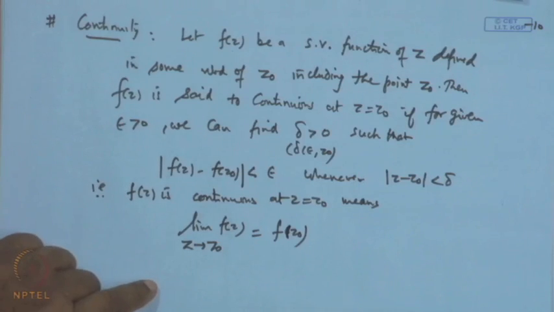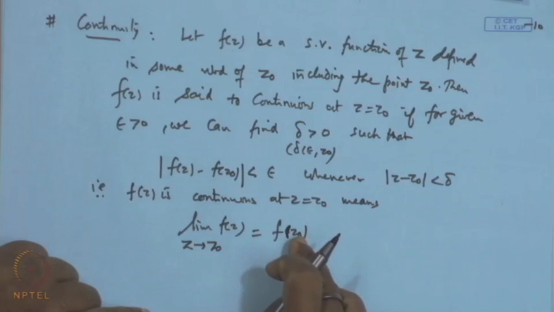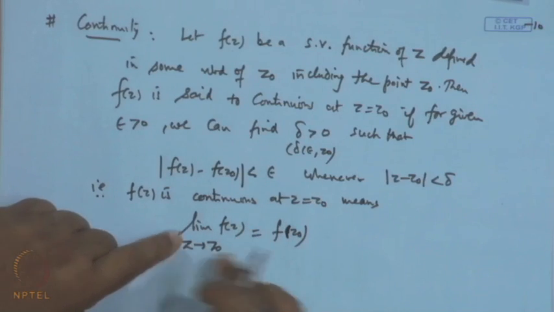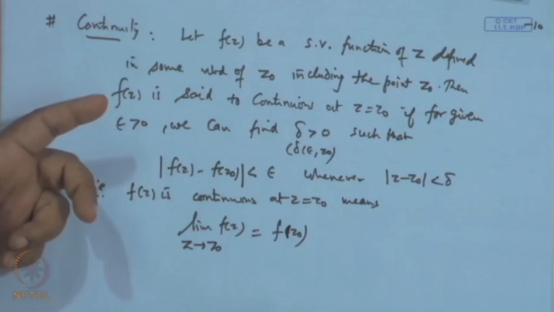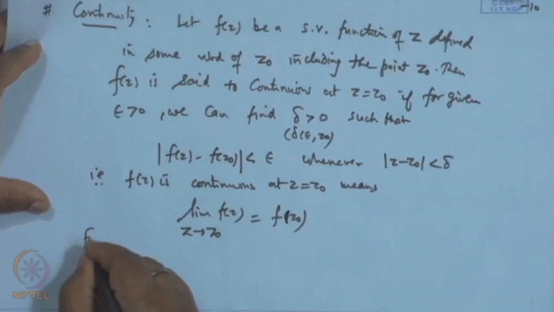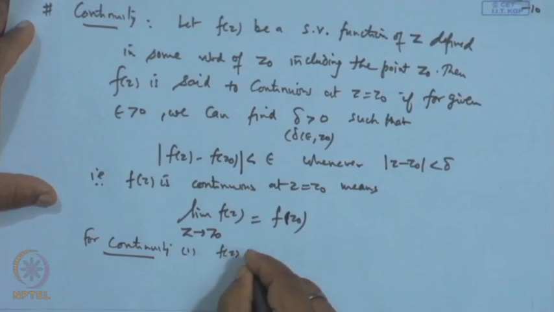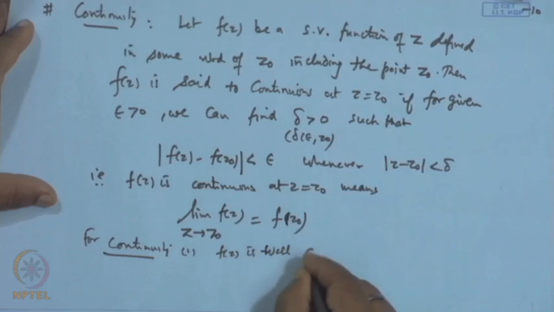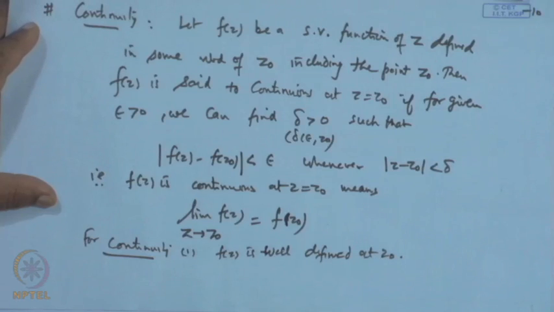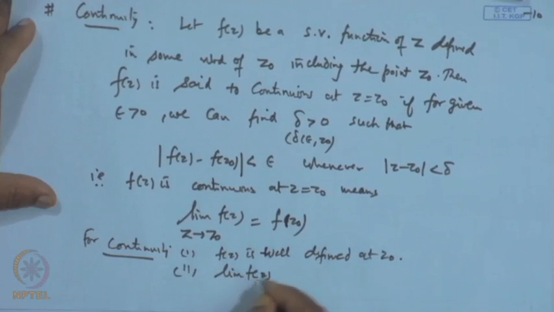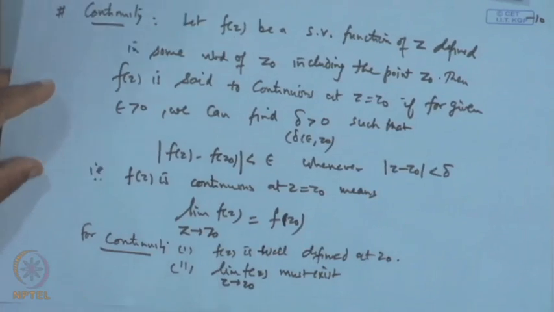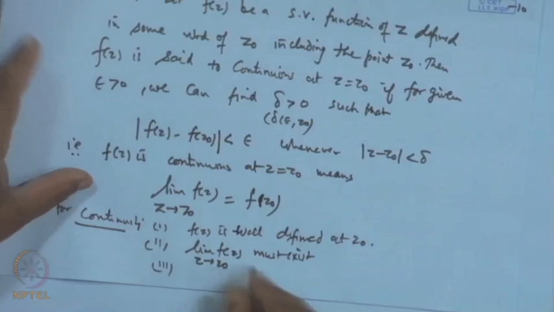So, in the case of continuity, 3 points are very important. First, the function must be defined at the point z naught. Second, the limit of the function f(z) must exist, and third, both should be identical. Now, if any one of the conditions fails, the function will not be continuous at the point z naught. So for continuity, 3 things are essential. Number 1, the function f(z) is well defined at the point z naught. Second, the limit of the function f(z) when z approaches z naught must exist, and third, both should be equal.